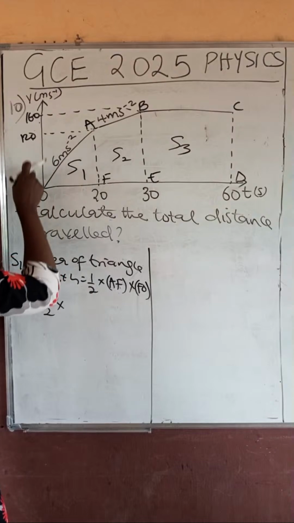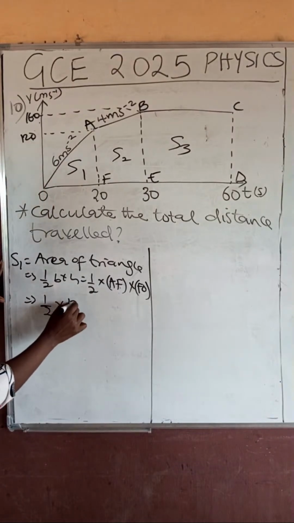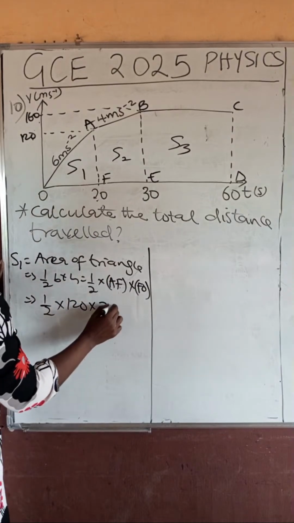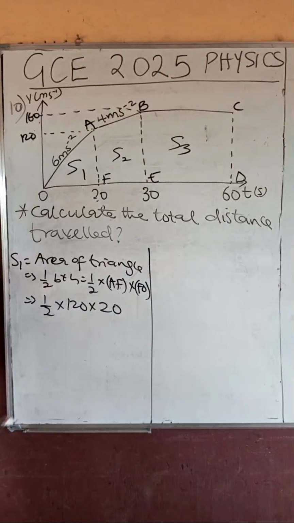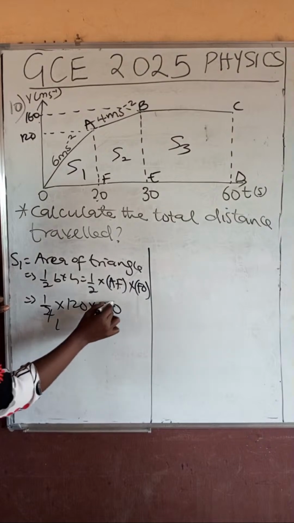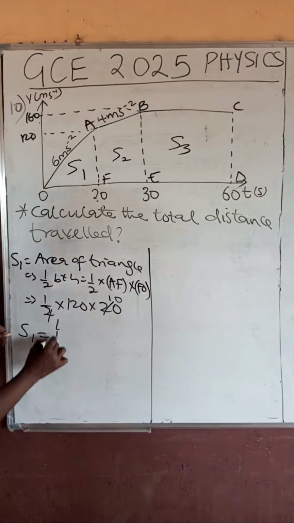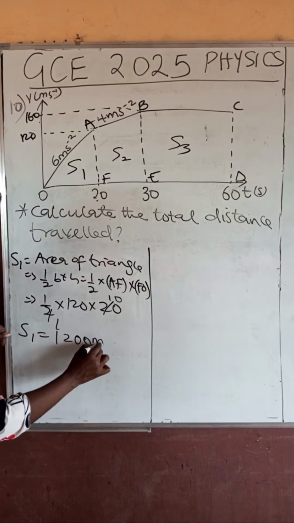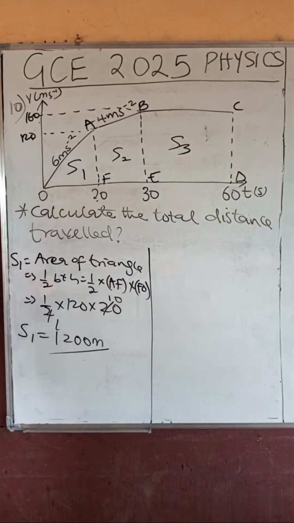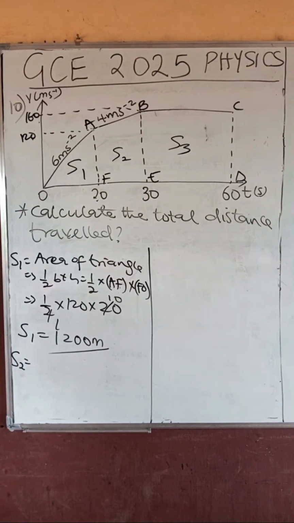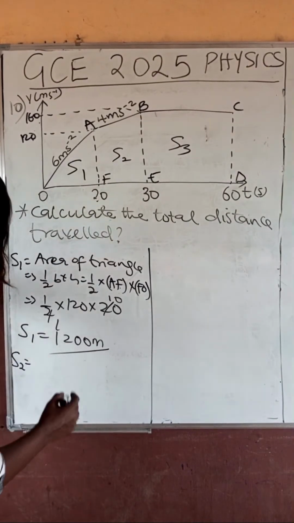Now we say half times. I will come here and say 120 minus 0, that is 120, multiplied by the difference in time, which is 20. By the time you divide this, you get 10. So 10 multiplied by 20, S1 is 1200 meters. Is that clear? Now, S2 is the area of a trapezium.